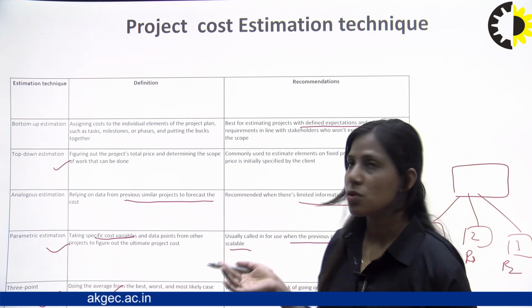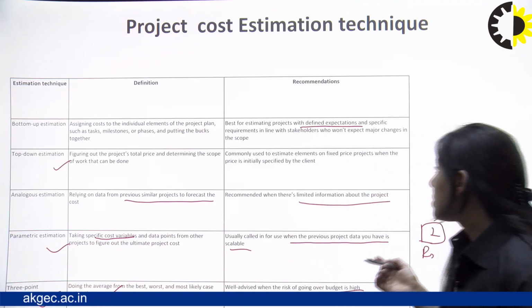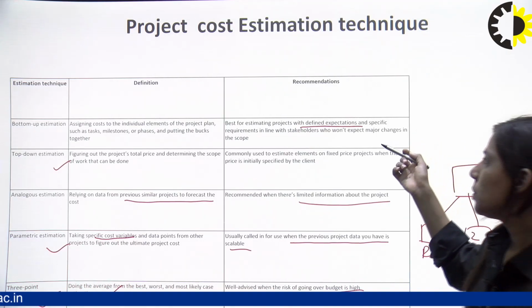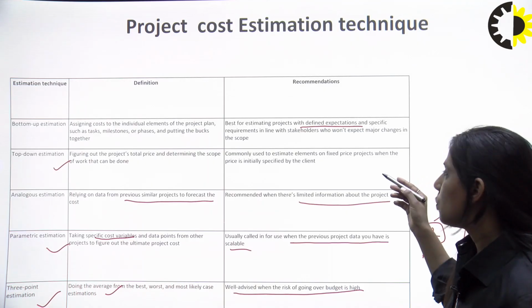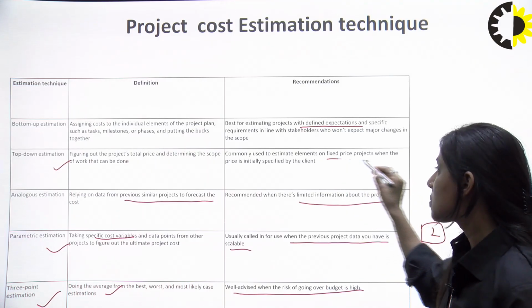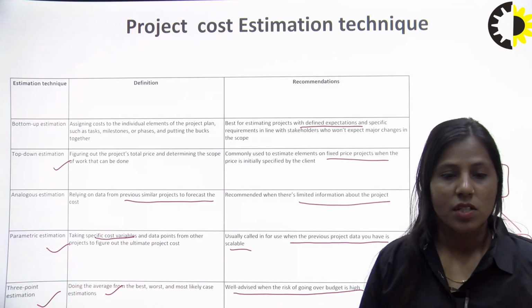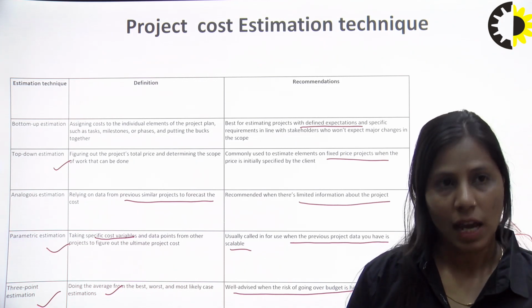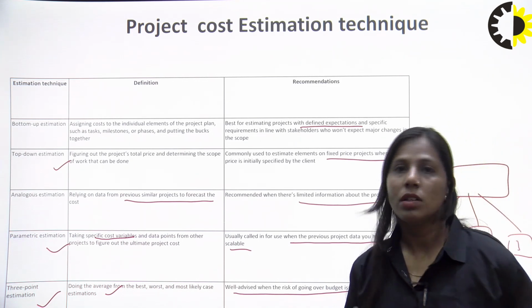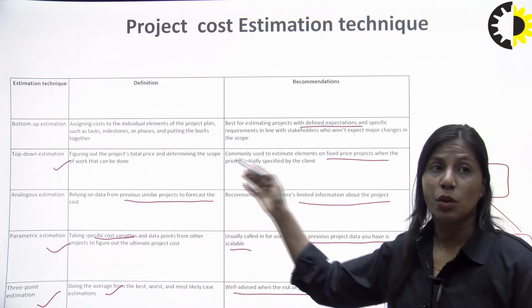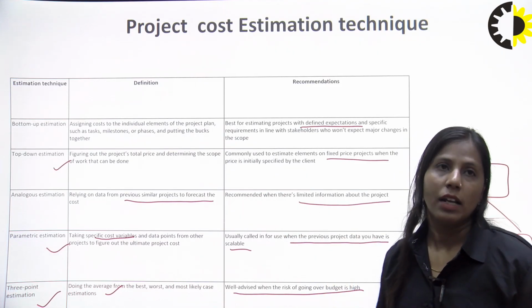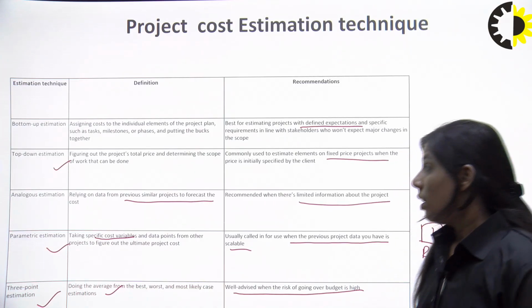It can be approached in various ways. For example, in the case of the first, bottom up approach, we have defined expectations. In the second case, top down estimation, if we have a fixed price project, means if the customer or client says this is the amount I have and we have to work on this particular amount only, then in that particular case we can use top down estimation for calculating the project cost.